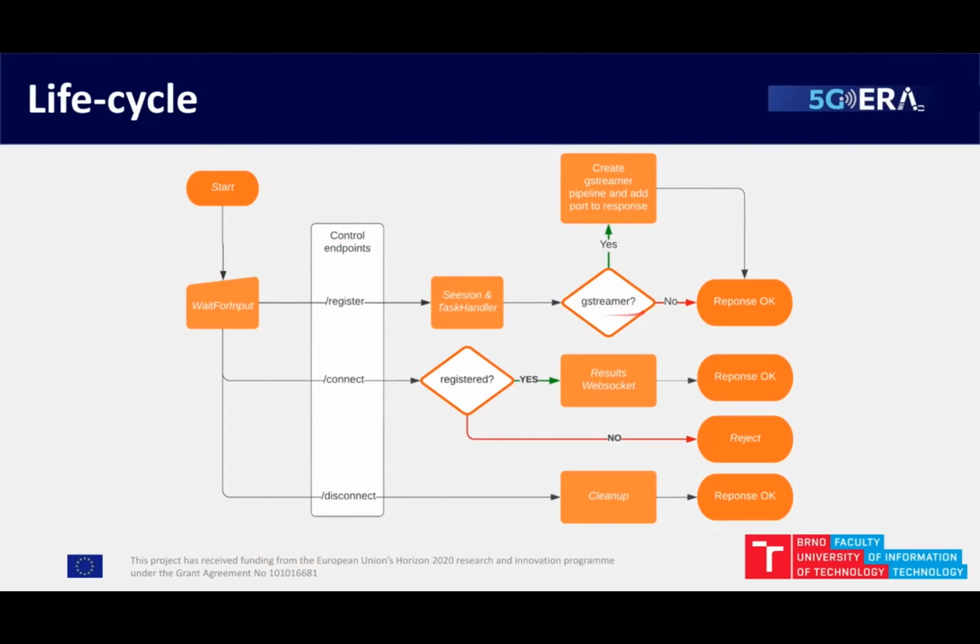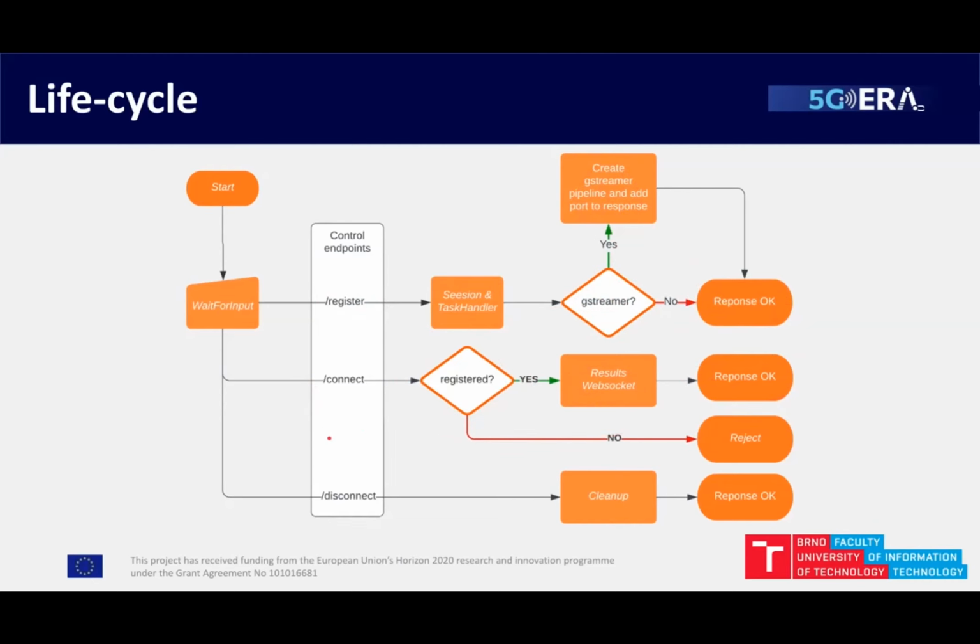One of the parameters which can be sent in the register endpoint is if the robot wants to use GStreamer. If so, it will create the GStreamer pipeline and add the port number to the response for the robot. And in both cases, it will respond to the robot with the acknowledge. After that, the robot can call the connect endpoint, which needs to be called after the robot is successfully registered. And if it is, it will create the WebSocket connection for the results and again respond with the acknowledge.